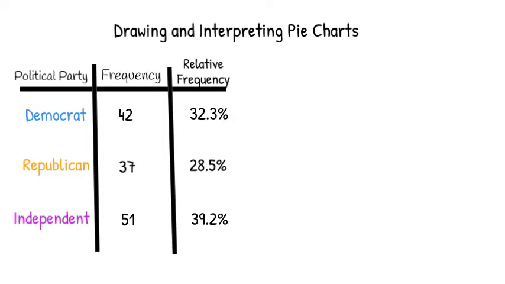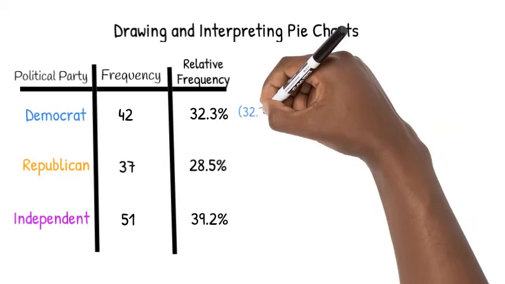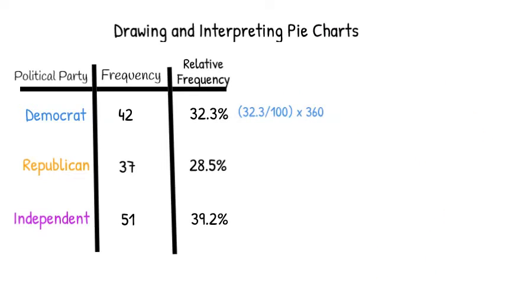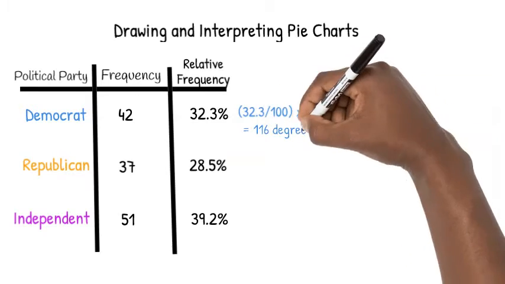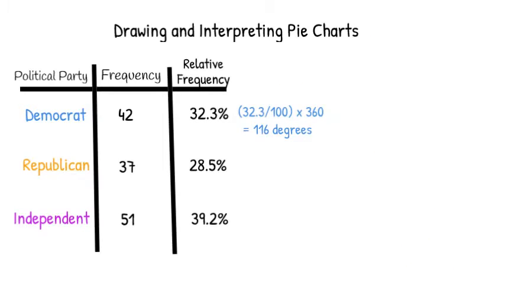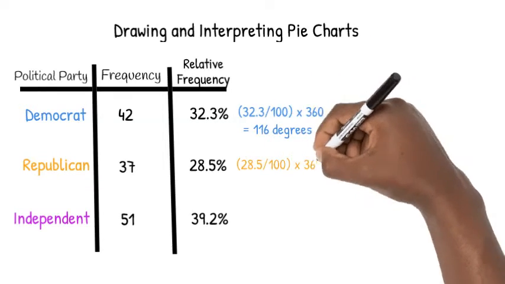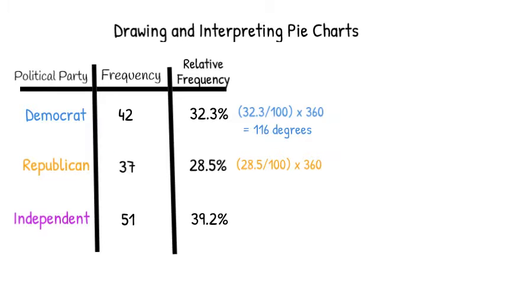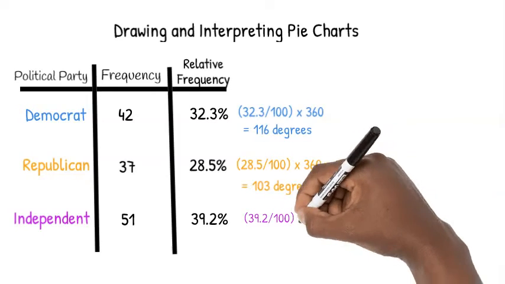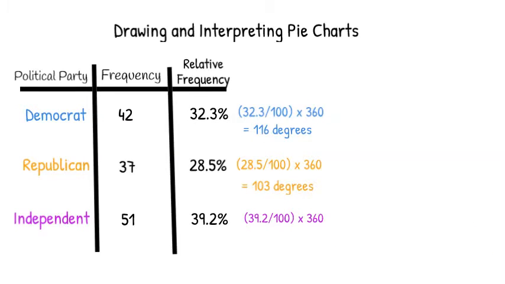Remember that a circle is made up of 360 degrees. To find the size of each angle needed to create our sectors, we need to multiply the relative frequency by 360. We multiply 32.3 over 100 by 360 and get approximately 116 degrees. Then multiply 28.5 over 100 by 360 and get approximately 103 degrees. And we multiply 39.2 over 100 by 360 and get approximately 141 degrees.